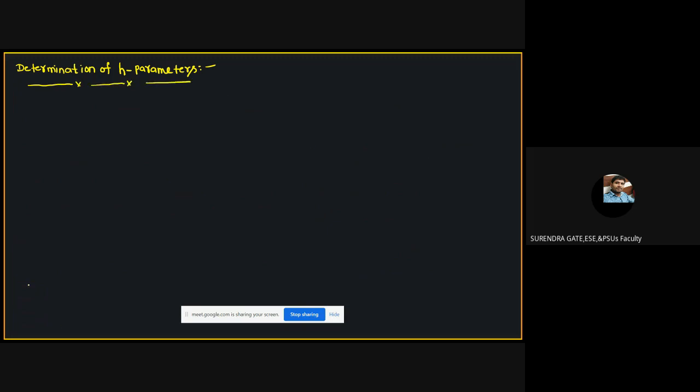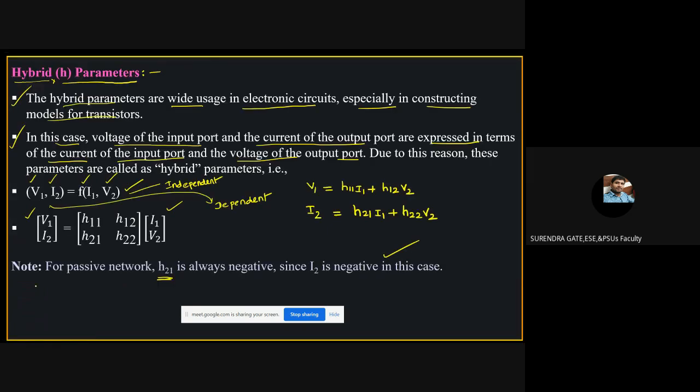The first one is that V1 is given by V1 equals H11 I1 plus H12 V2, that is V1 and I2 in terms of I1 and V2. Now how to define H11 from this one? H11 equals V1 by I1 at V2 equal to 0.